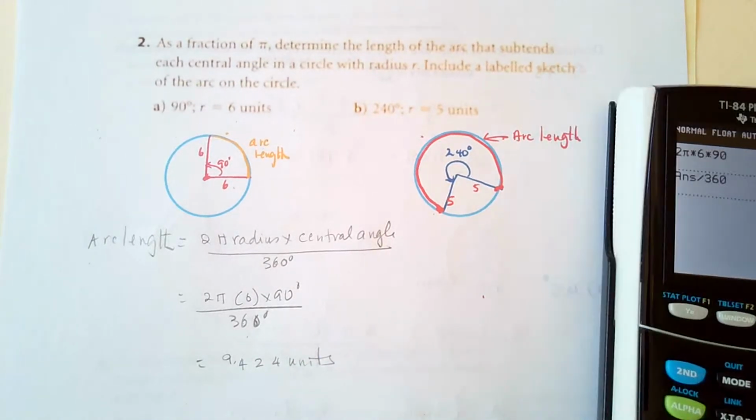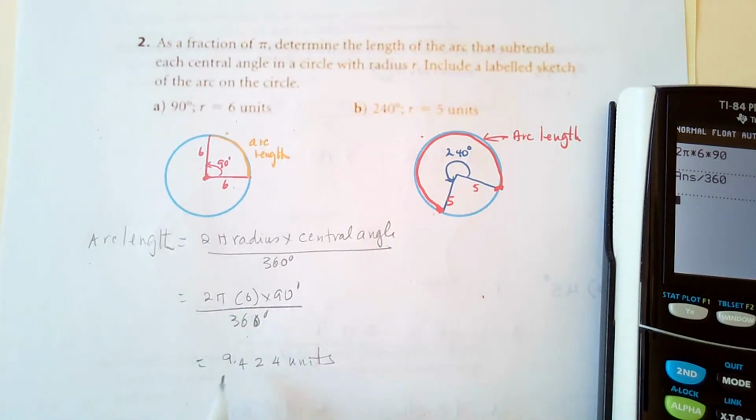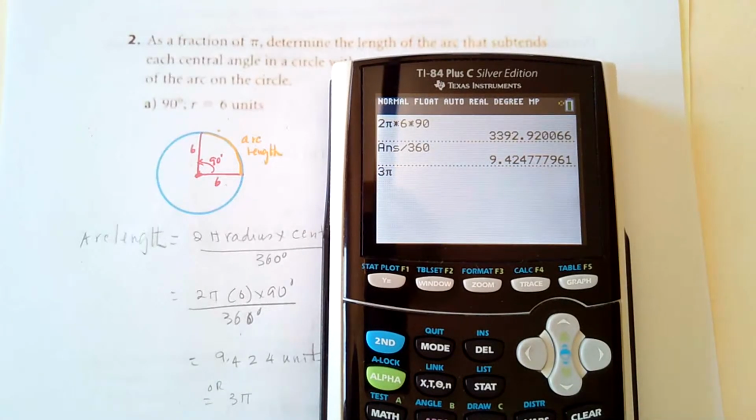Sometimes you're asked to leave it in pi. So in this case, it would be 3 pi. 3 pi is the same as 9.42.